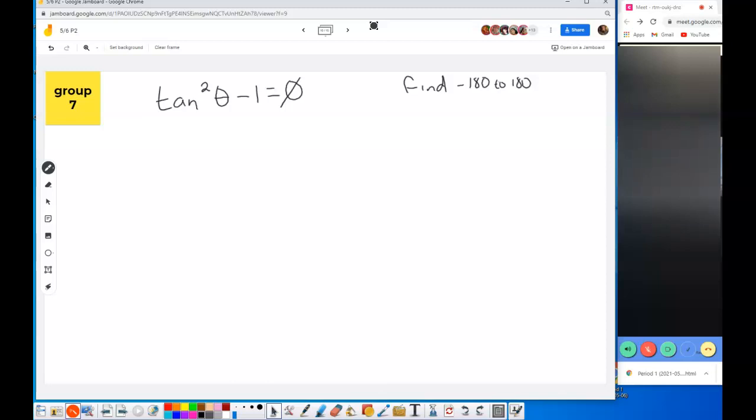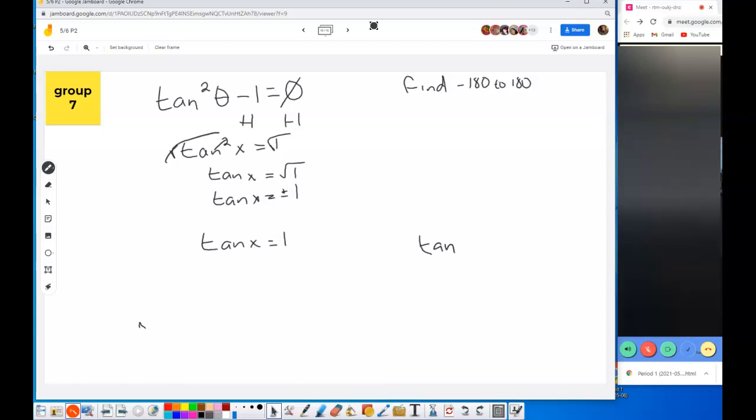Okay, so the first thing we're going to do is find the tangent, so we're going to move the 1 over. Plus 1, 1. And we'll make that tangent squared equals 1. Then we square root both sides. Those cancel out. So it becomes tangent x equals square root of 1, which is plus or minus 1. Which becomes tan x equals plus or minus 1. And then we can write out tangent x equals 1 and tangent x equals negative 1.